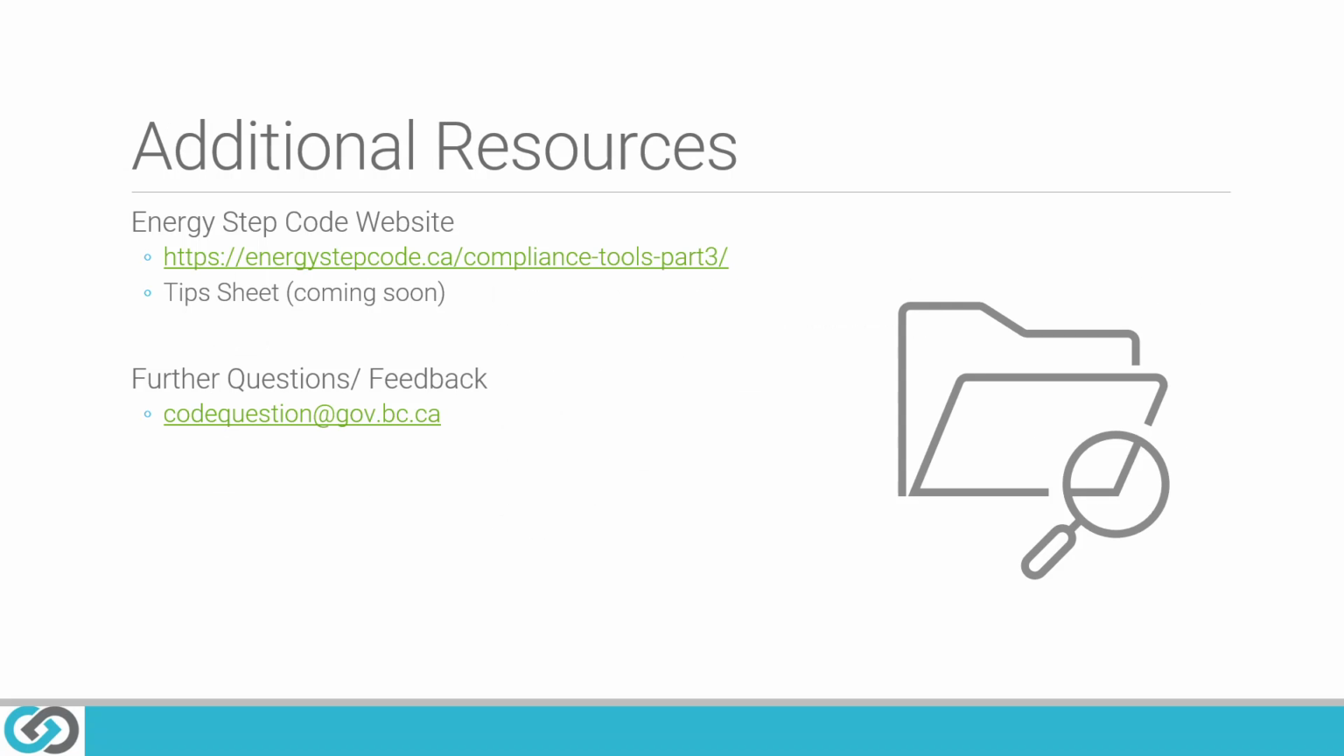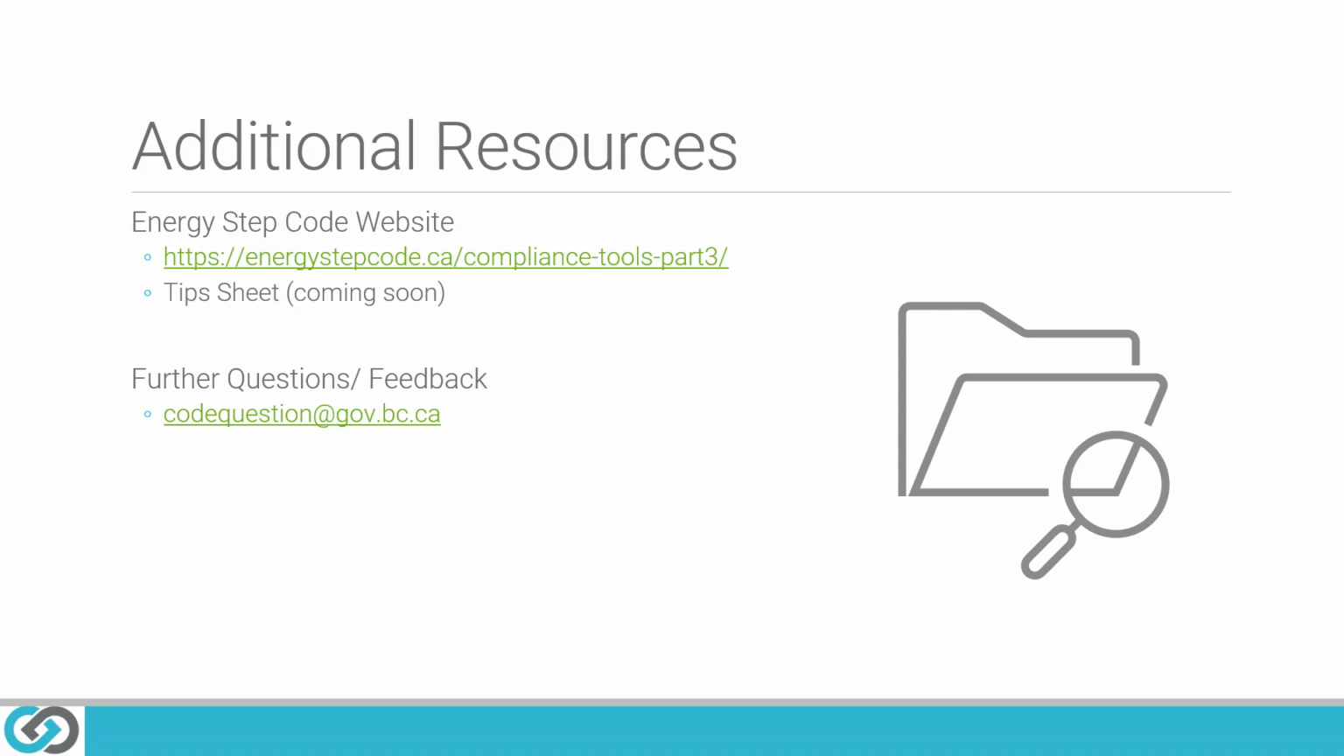Some additional resources are shown on your screen. So first of all, there's the Energy Step Code website itself. And the link that we've shown also includes the subfolder to where the tool itself is stored. So it's under Part 3 Compliance Tools. There is also a tip sheet regarding this Part 3 report coming soon.